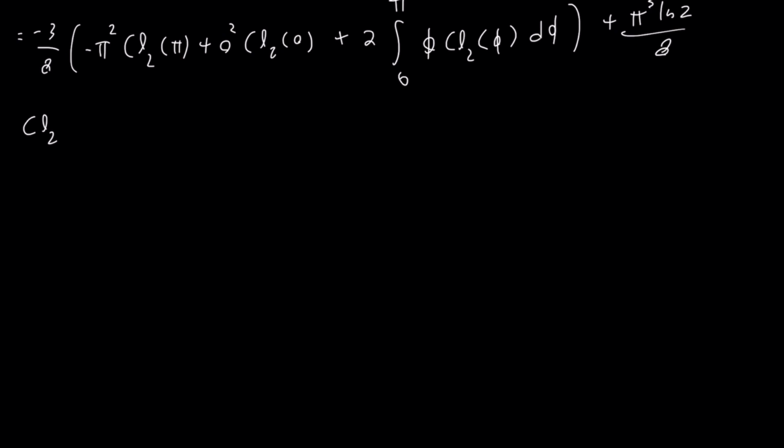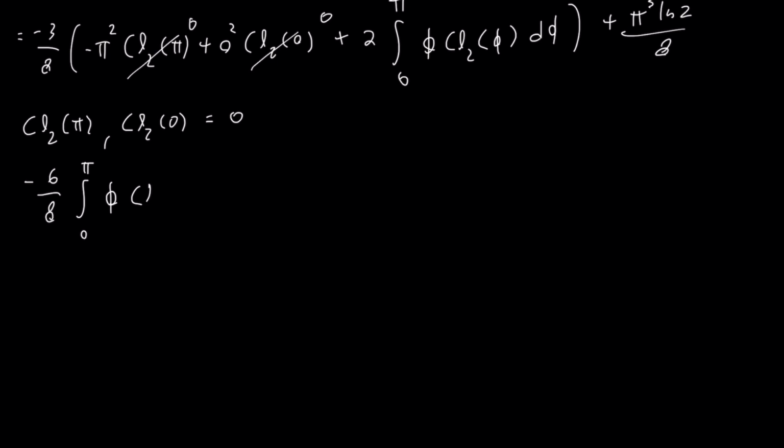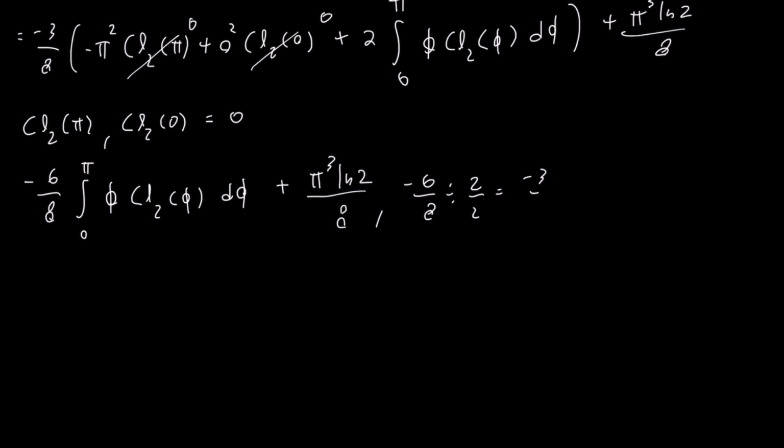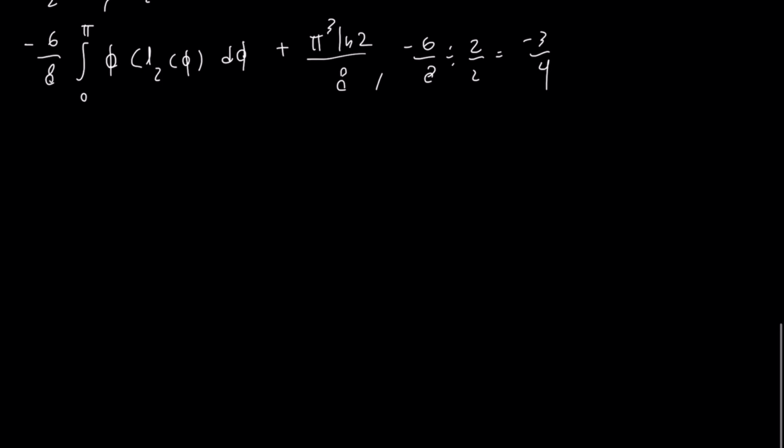And we'll use that the Clausen function at pi and the Clausen function at 0 will all be 0. So all of these go to 0, and distributing the negative 3 over 8 to the integral, we'll end up having a negative 6 over 8 times the integral from 0 to pi of phi times the Clausen function of phi d phi, plus pi cubed log 2 over 8. And we'll notice that negative 6 over 8 is the same thing as negative 3/4.